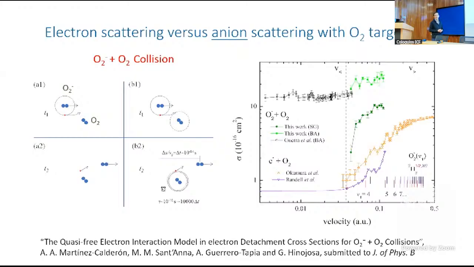For the electrons. Then for the ions, what we see, those are equivelocity O2 minus ions on the same target. Then the thing is that for the ions, the binding energy is so low that they are quasi-free, let's say.